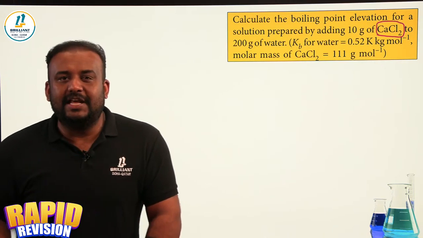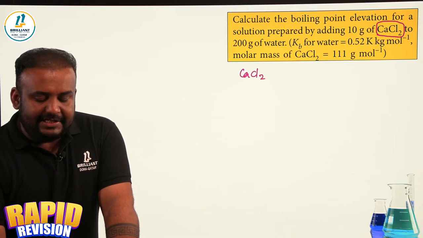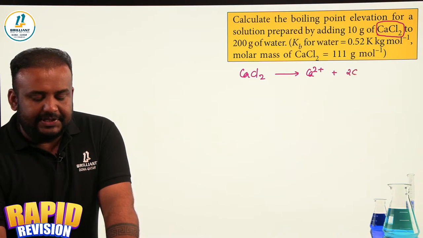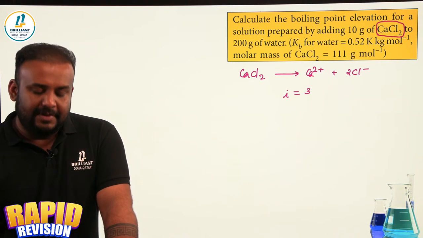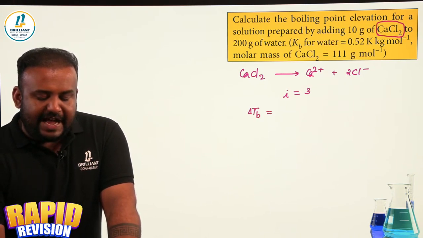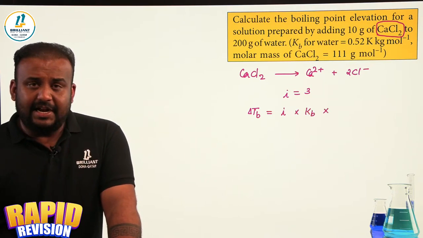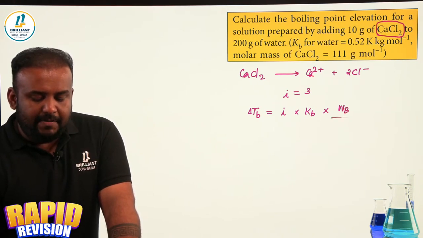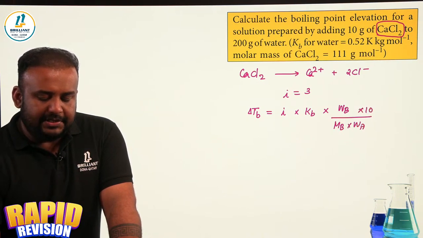But you see here, who is the electrolyte? It's calcium chloride. Calcium chloride is an electrolyte which is going to dissociate to give Ca2 plus and 2Cl minus. So what will be the Van Hoff factor here? It will be 3. So just pay attention. We need to take the Van Hoff factor also in this problem. So delta TB will be equal to what? i into KB into WB by MB into WA into 1000.